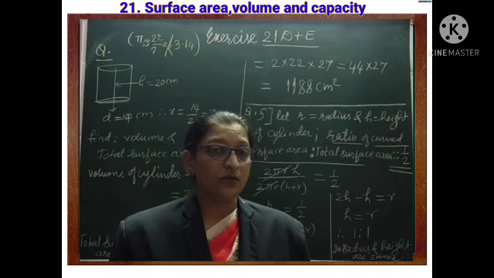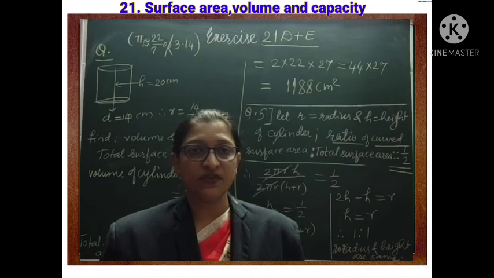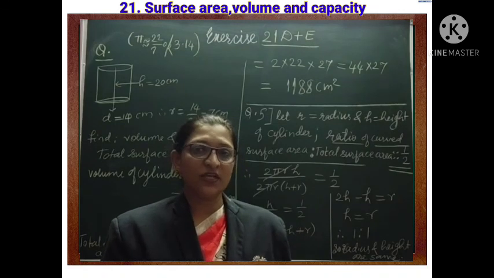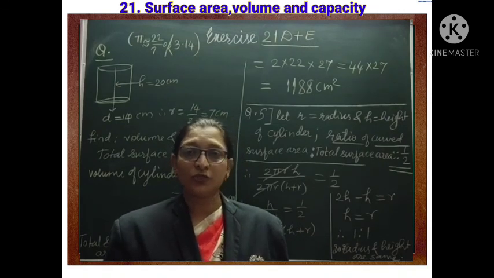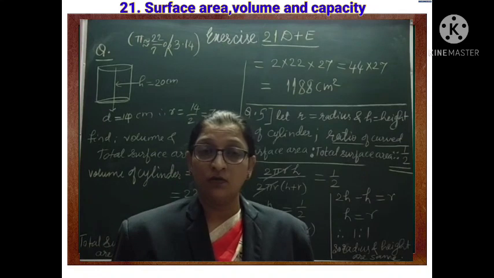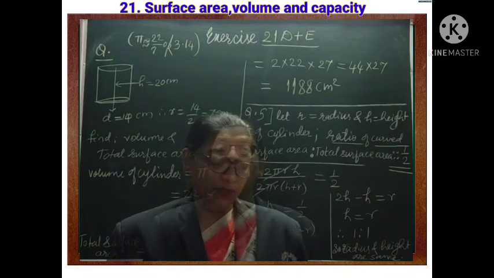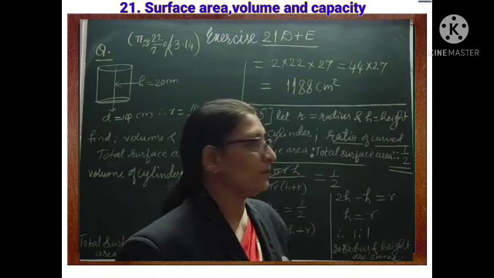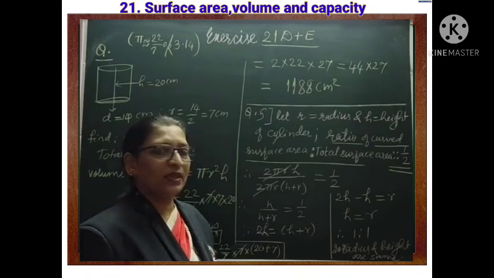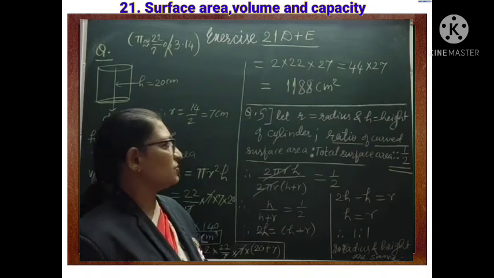Dear students, let us solve one more interesting question from this exercise, question number 5. In this question, the ratio between curved surface area and the total surface area is 1:2. We have to find out the ratio between height and radius of the cylinder. So this is a very easy question. Let us see the solution.